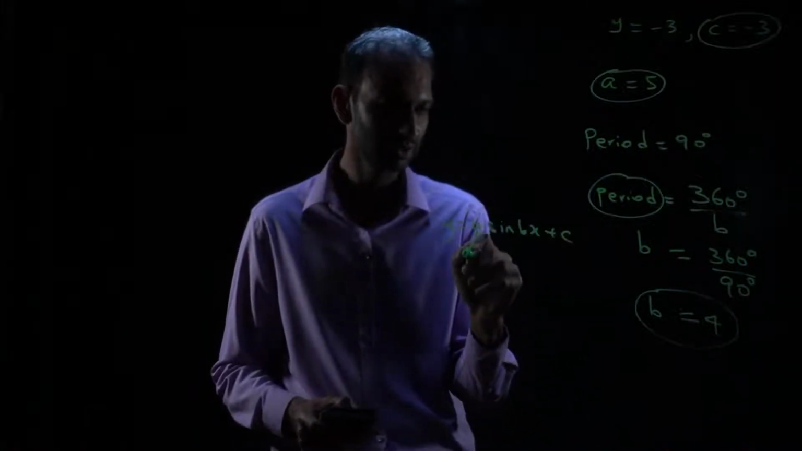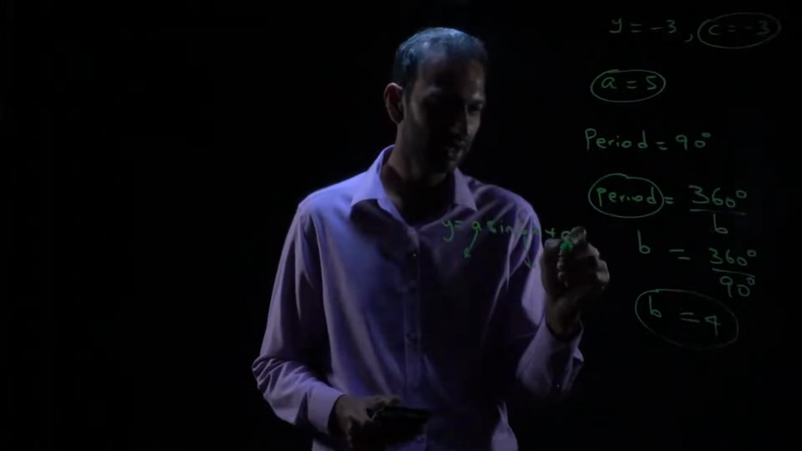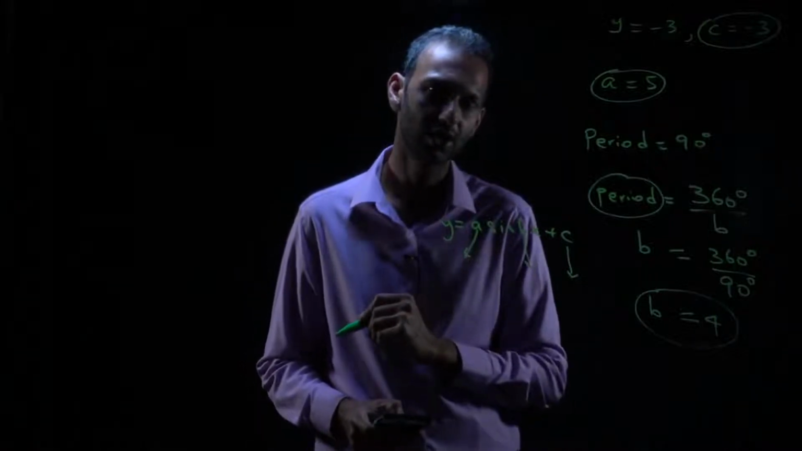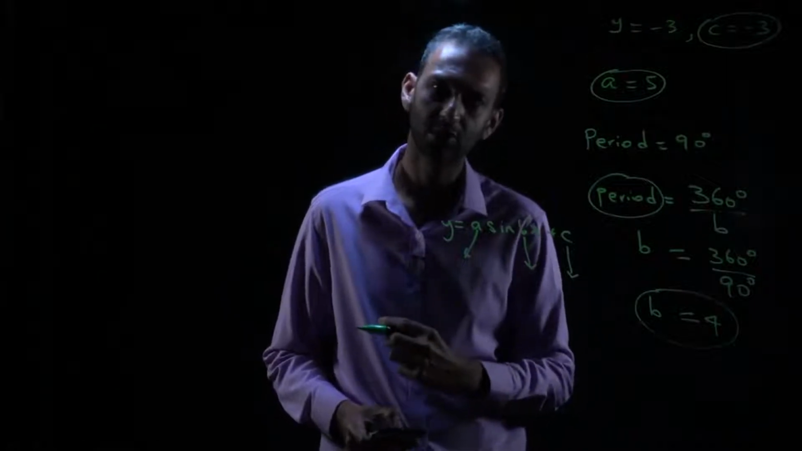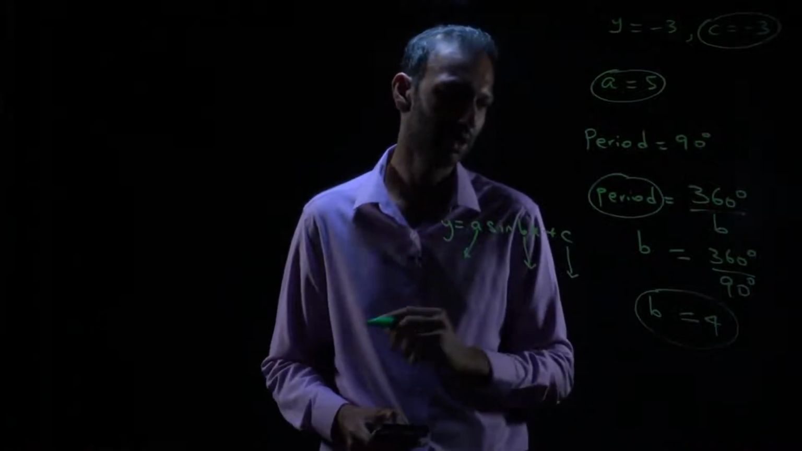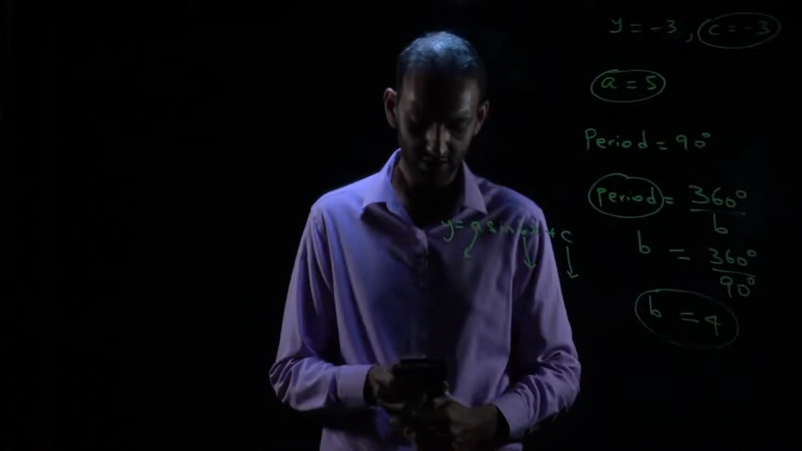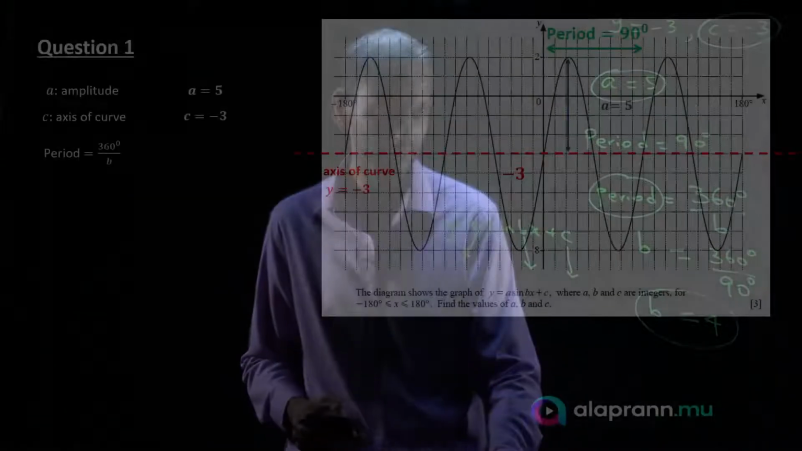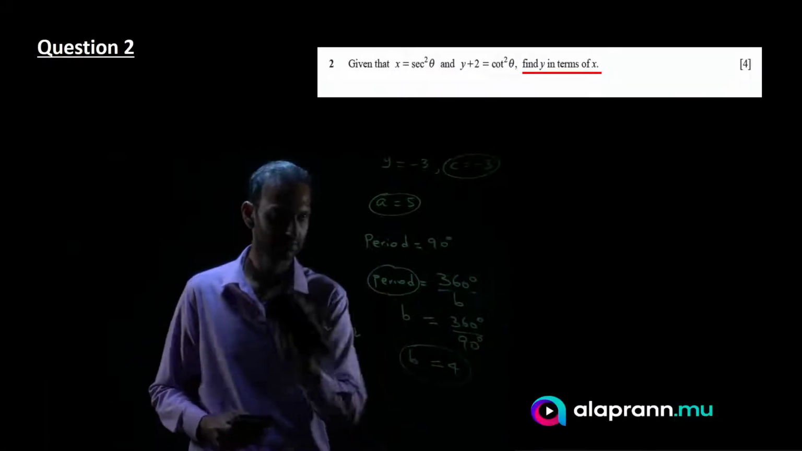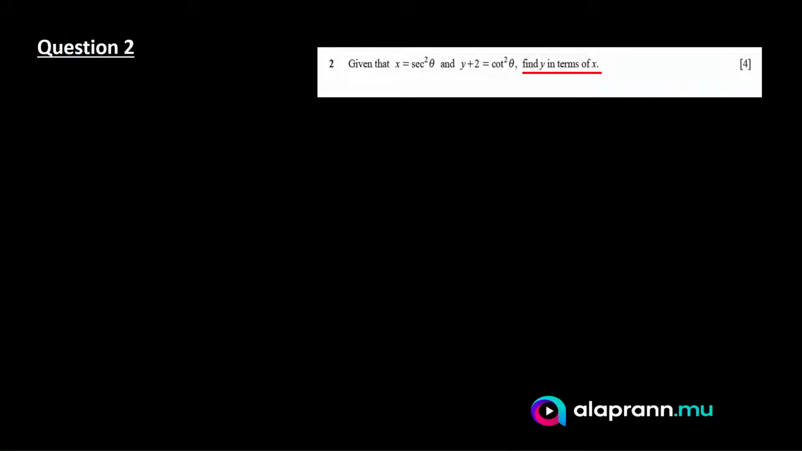Just a recap, y is equal to a sine bx plus c. A is the amplitude, b is related to the number of cycles within that period, and c is the axis of the sine curve. It can also be a cosine curve. I hope you've understood the problem. This is a rather simple question where you just need to look at the graph and read off the values. In the meantime, I will erase the solution and we will now proceed to the second question.